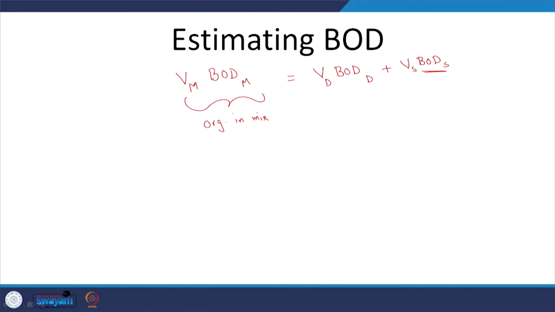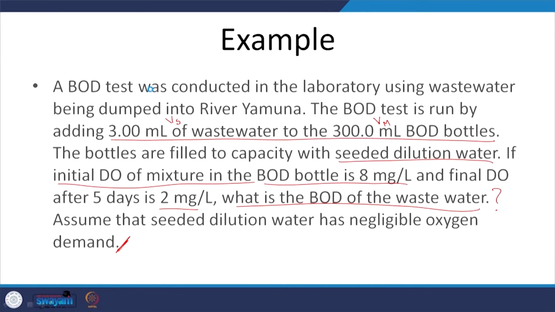So, from the question, what do we have? We know that the volume of the mixture is given as 300 ml, and the volume of the sample was given as 3 ml. The volume of dilution water is then the difference, 300 minus 3, 297 ml. Let me just check the numbers.